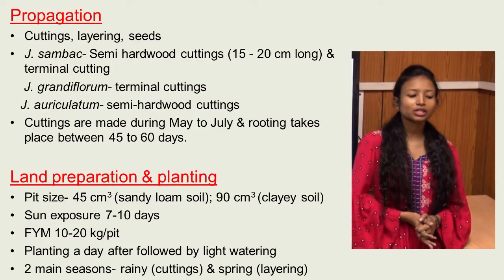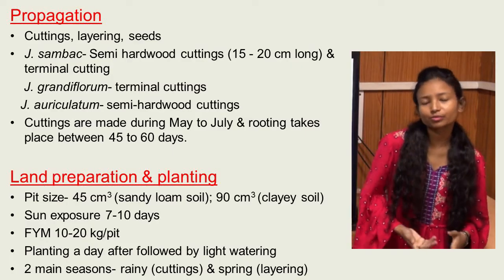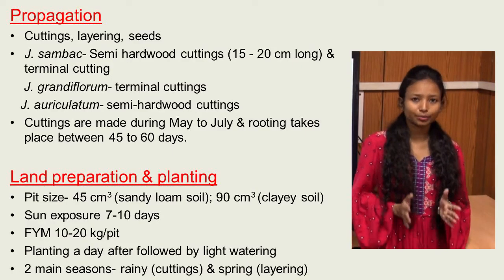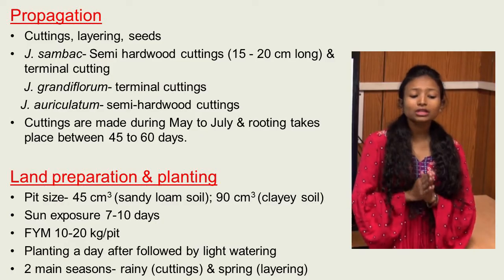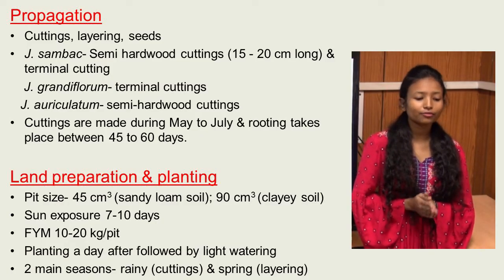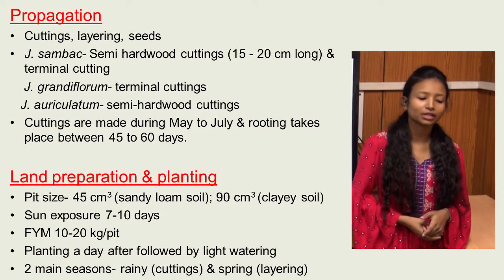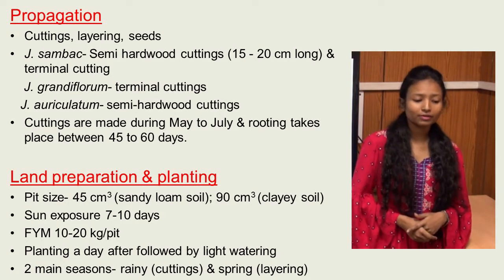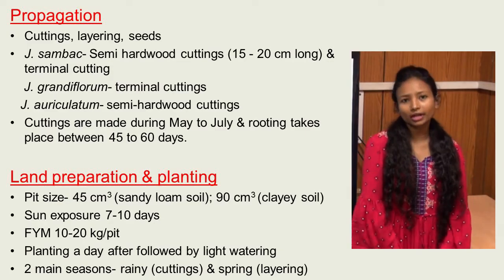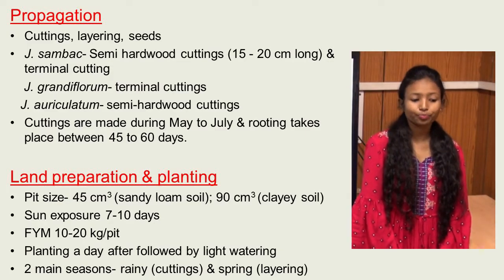Under land preparation and planting, the jasmine plants are mainly planted in pits, and based on the type of soil, the pit size can vary. For example, in the case of sandy loam soil, the pit size is 45 cm cube, and in the case of clay soil, it is 90 cm cube.